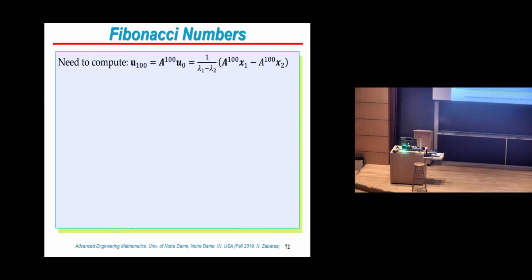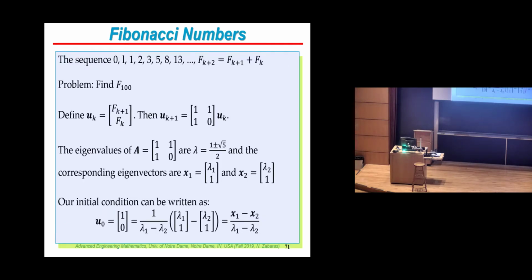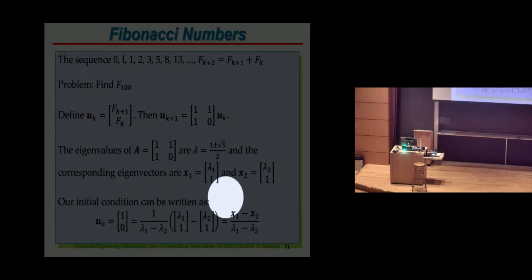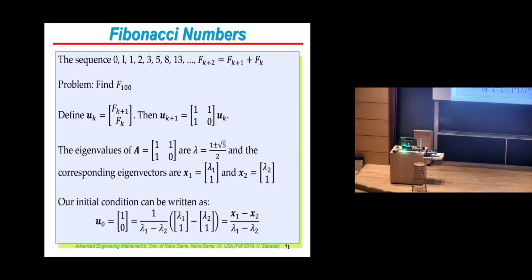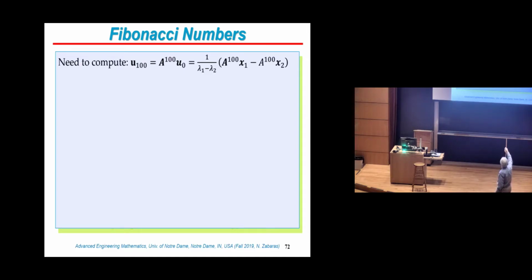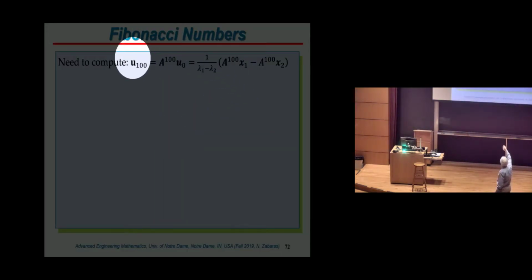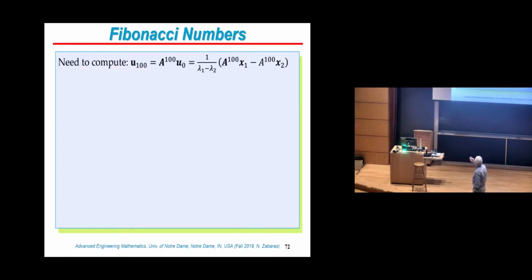Where did I get that formula? Let me show you again what I had here. I had u0 equal to this nice thing. How am I going to get u100? I'm going to take u0 and multiply by A to get u1. In the new result, multiply by A to get u2. Multiply by A to get u3. Multiply and multiply, 100 times, to get u100. So that's my result: A to the 100 applied to x1 minus A to the 100 applied to x2, from the initial conditions.